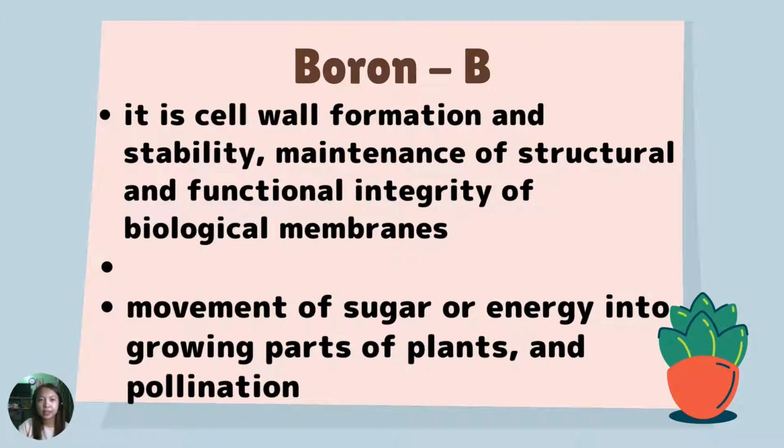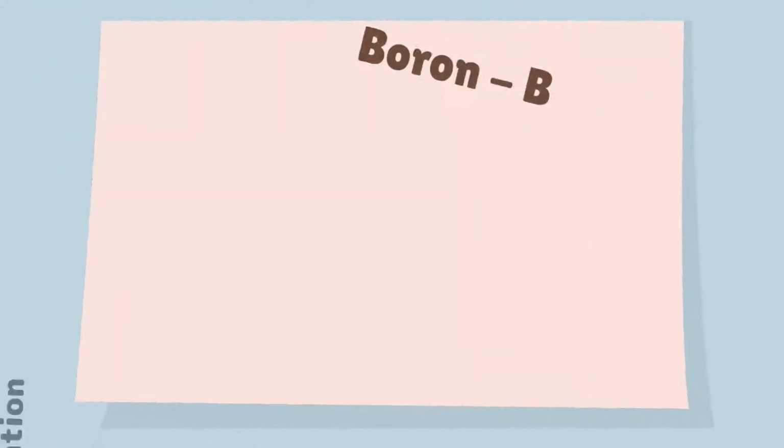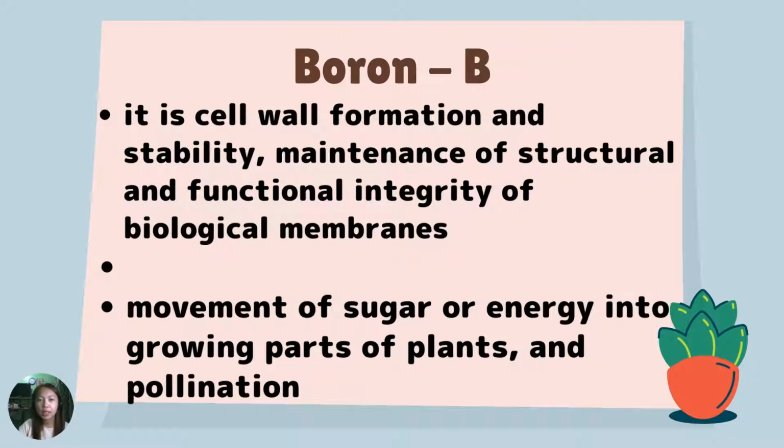Okay, so moving on is the boron. So it is responsible for cell wall formation and stability, maintenance of structural and functional integrity of biological membranes, and also for the movement of sugar or energy into growing parts of plants and for pollination purposes. If we focus on the formation of the cell wall, one of the most important nutrients that must be present in the plant is boron.